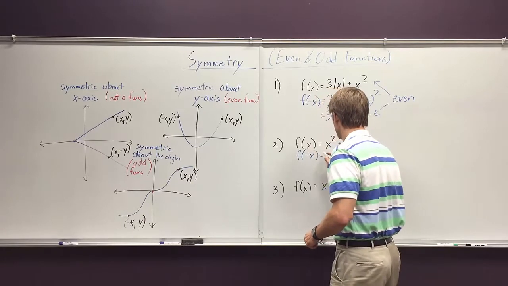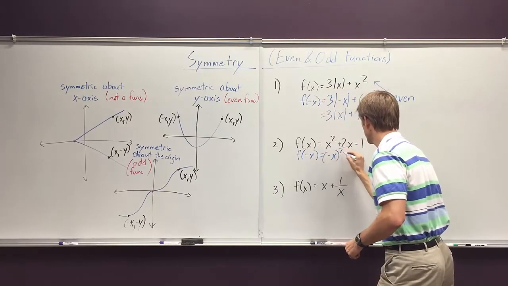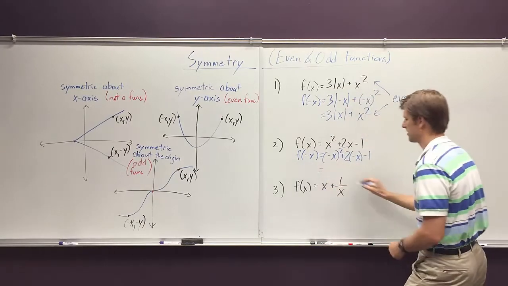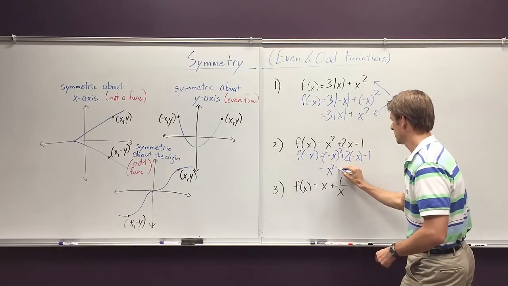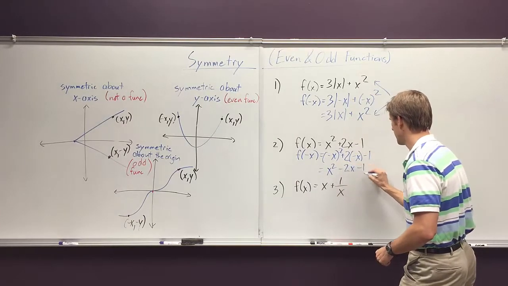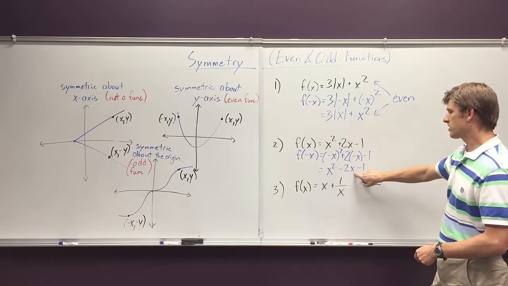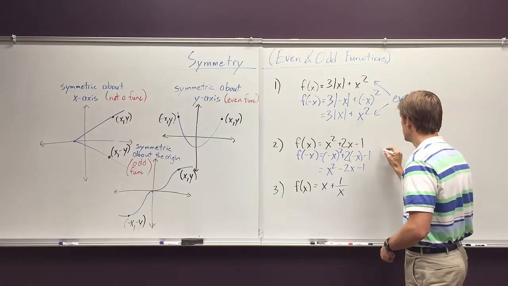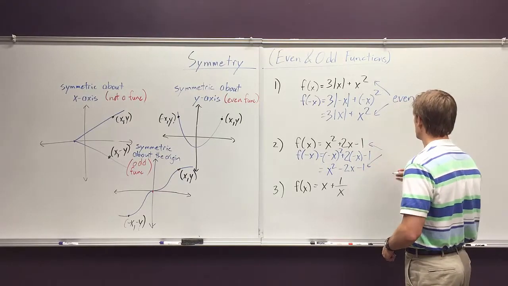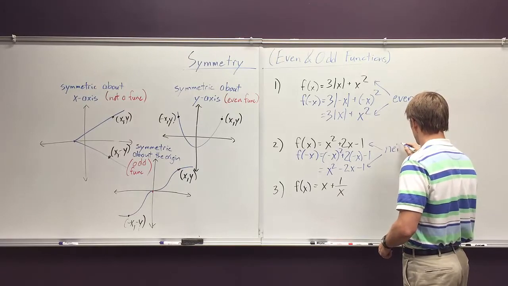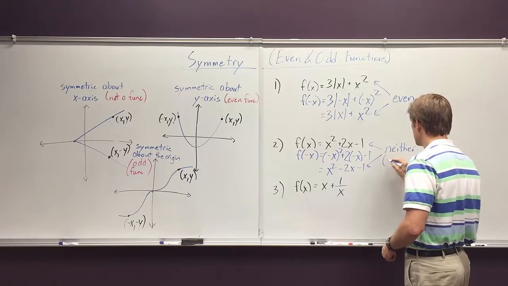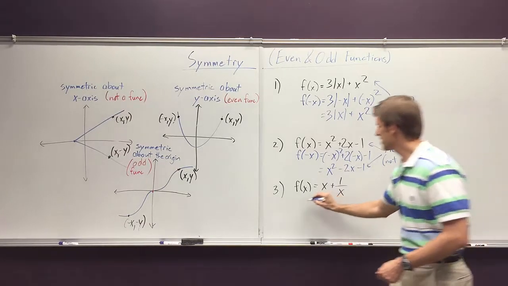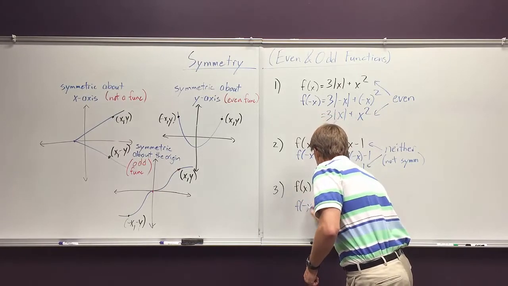How about here? f of negative x, so that's negative x squared plus 2 times negative x minus 1. Negative x times negative x is x squared minus 2x minus 1. These aren't the same, and they aren't the negative of each other. So these are neither even nor odd. So you could say neither, or you could say not symmetric.